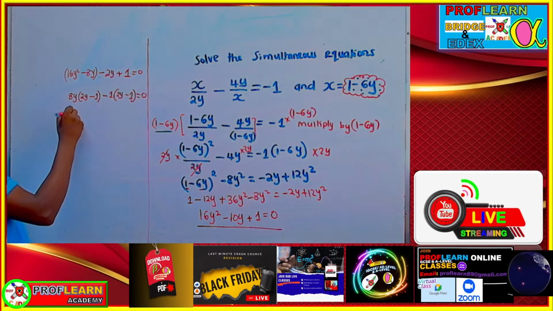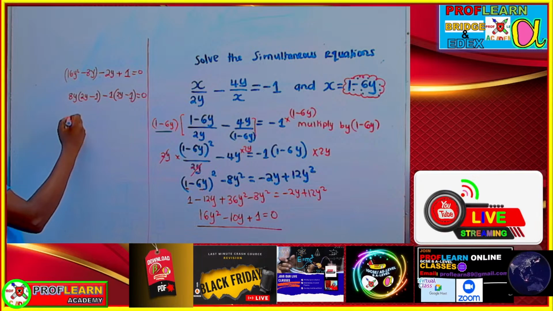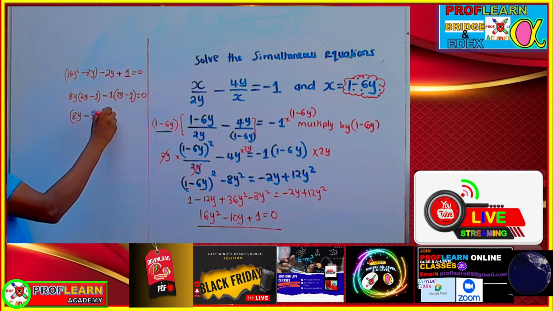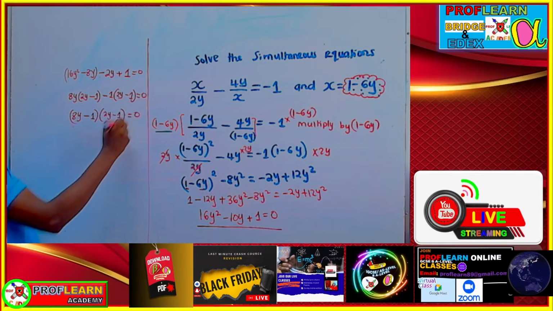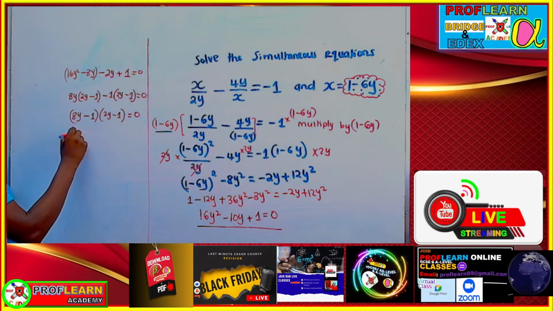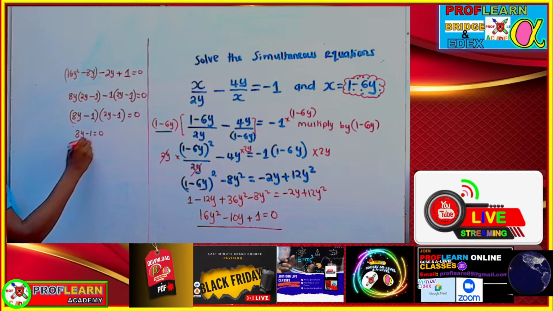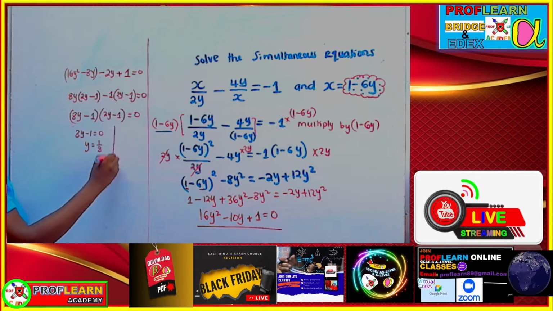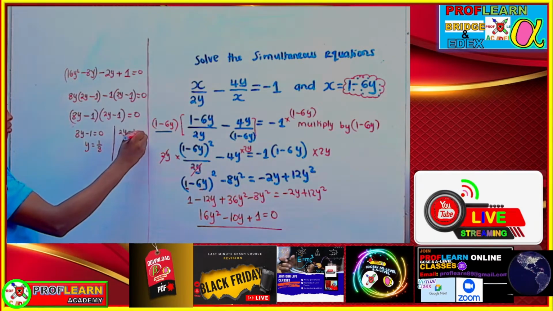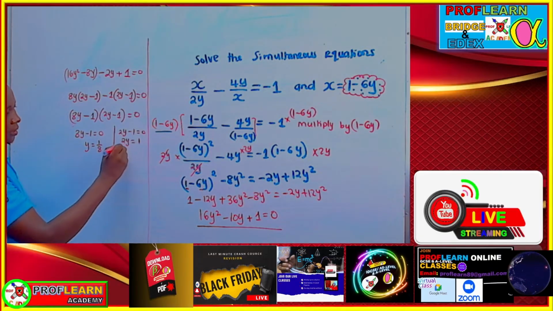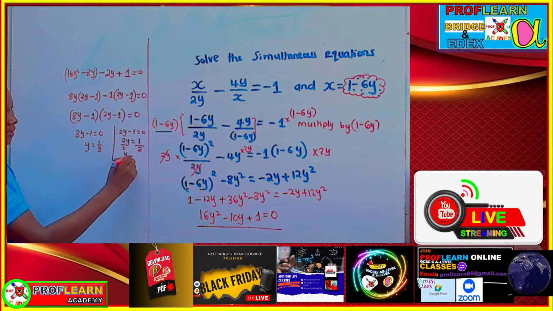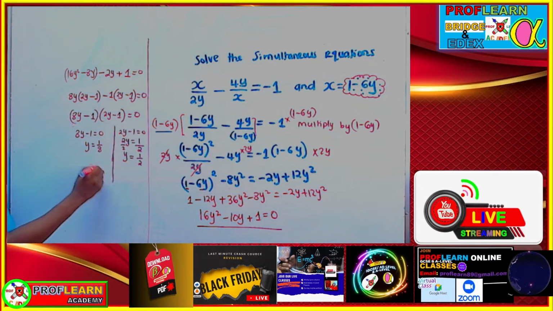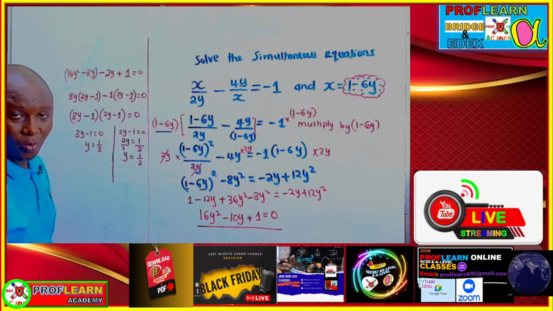So meaning that we can say this is going to reduce to 8y minus 1 into 2y minus 1 is equal to 0. And then we can say 8y minus 1 is equal to 0, which means that y is equal to 1 over 8. And also 2y minus 1 is equal to 0. So 2y is equal to 1, divide by 2. y is equal to 1 over 2. And then now when y is 1 over 8, we can find x.